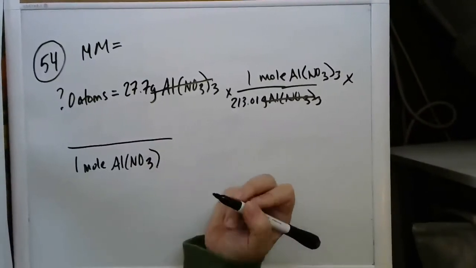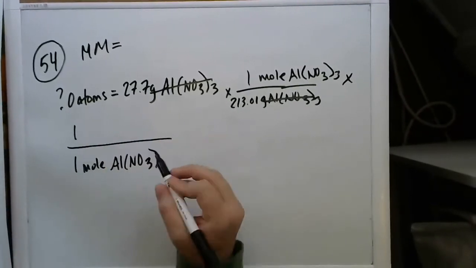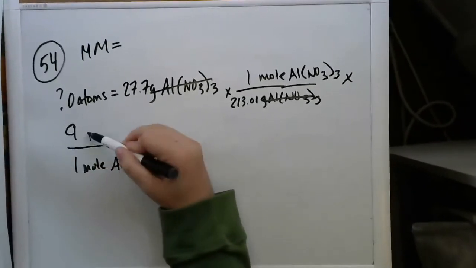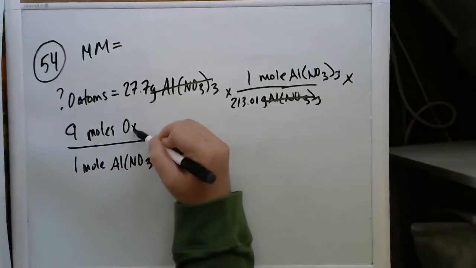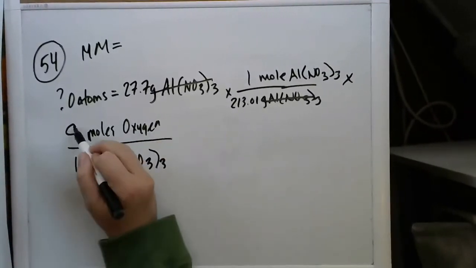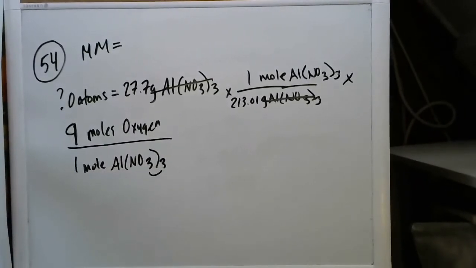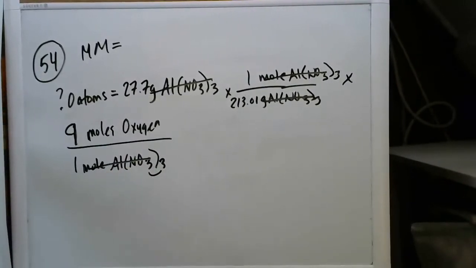Al(NO3)3, there are 9 moles of oxygen. Okay, because we're doing 3 times 3 there. All right, hopefully that's clear. Okay, so now we've gotten rid of moles of aluminum nitrate and we're in moles of oxygen.